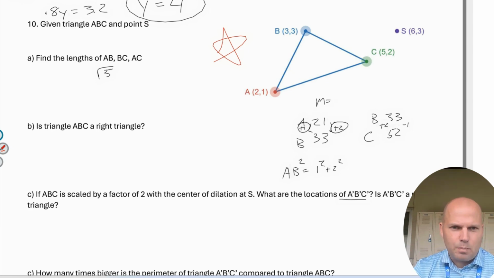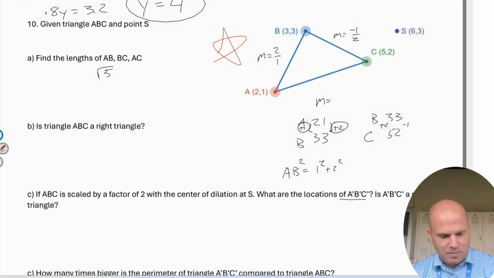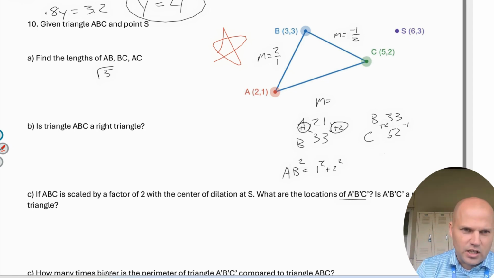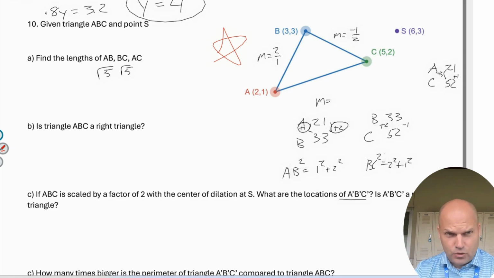Y's over X, the slope between A and B is 2 over 1. Let's look at that. BC, the slope of this line is negative 1 over 2. What do you notice about those slopes? Keep that in mind. Okay, well, let's look at the lengths. BC squared will equal 2 squared plus 1 squared. So BC is also going to be the root of 5. Let's look at AC. A is 2, 1. C is 5, 2. I'm going to add 3. I'm going to add 1. So I got AC squared equals 3 squared plus 1 squared. AC is going to be root 10.